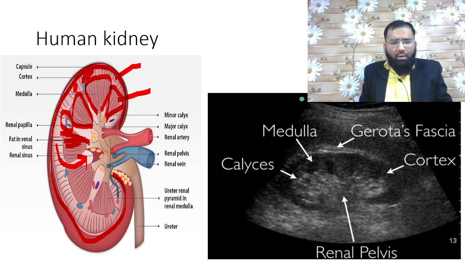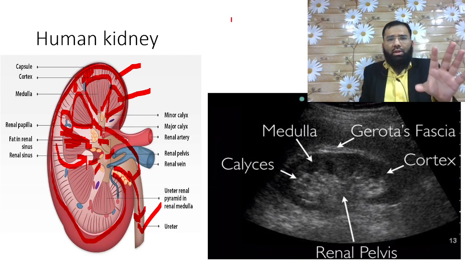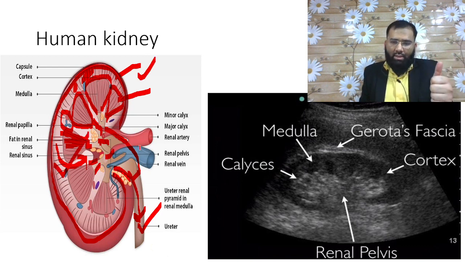Okay, now you see that they open inside the minor calyces. Two minor calyces come together to form a major calyx. The major calyces come together to form the renal pelvis. So this is the renal pelvis, which then opens up into the ureter. So in the kidney you have the main cortex, the medullary region, and then you have the pelvicalyceal system, which consists of the minor calyx, the major calyx, and the ureter.